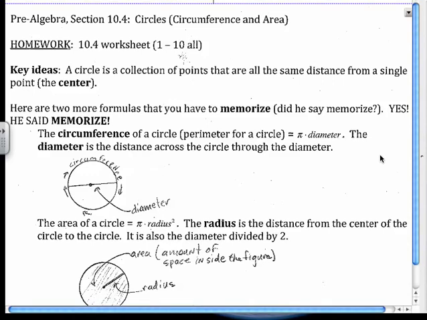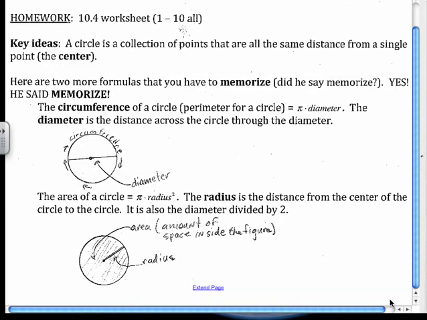Okay, guys, today we're going to talk about circles. We've been talking about different shapes, and we've been talking about polygons and parallelograms and trapezoids and pentagons and all that kind of good stuff. But today we're talking about circles. And there are two specific things that we want to talk about with circles.